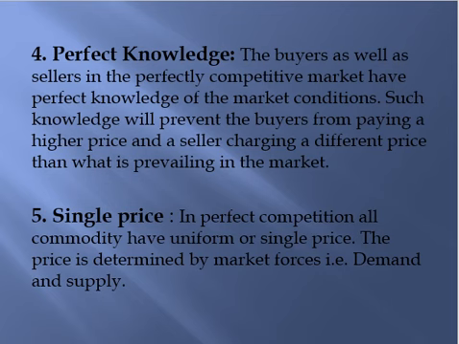Let us move on to the fifth point, that is single price. Single price, one and only price, uniform price. And when you talk about price, we are definitely talking about the product. So in perfect competition, all the commodities have a uniform price. Why has it been said so? It is based on the previous point. You can link it with the previous point. Since both the buyer and seller have perfect knowledge, the price will automatically come to a single or uniform price in the market.